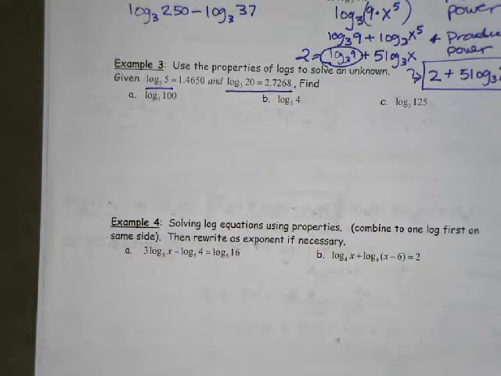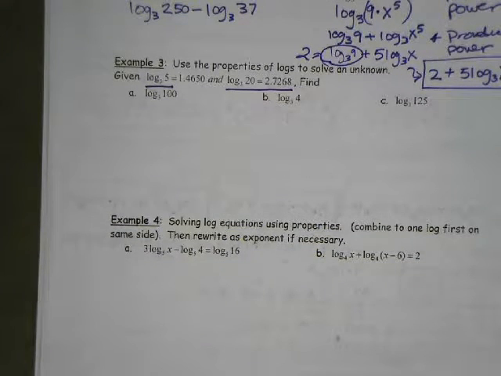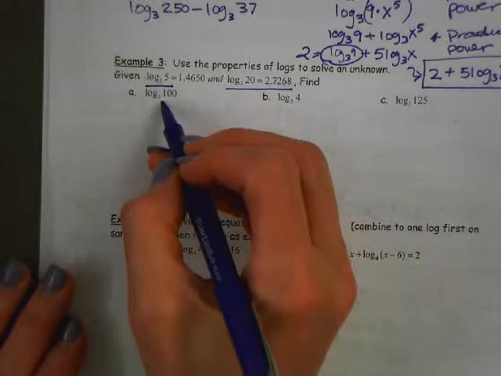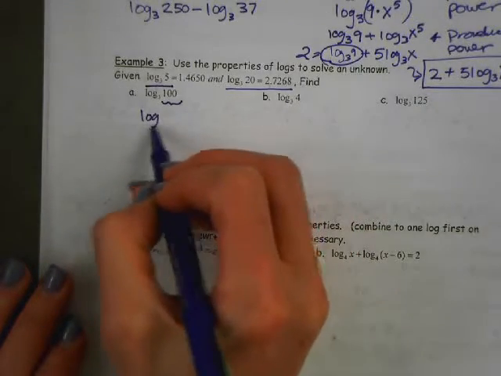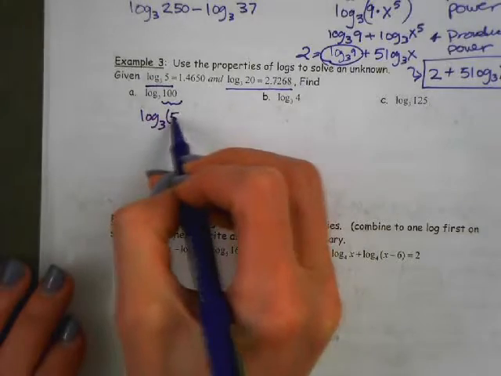Is there any way I can write 100 by using a 5 and or a 20? 5 times 20 gives me 100, right? So I'm going to take this 100 and break it down into log base 3 of 5 times 20.